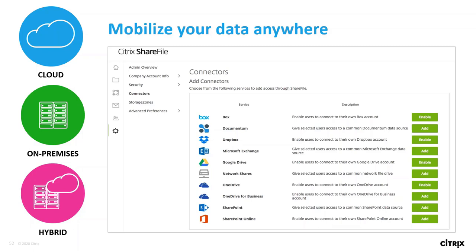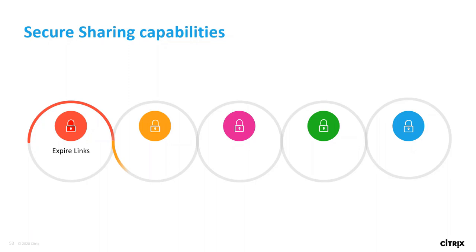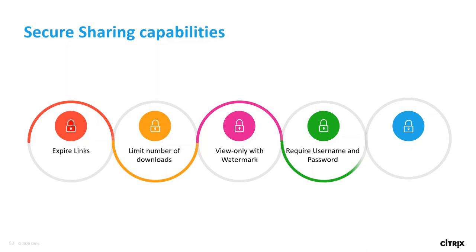So speaking of security, the whole point of content collaboration is that we are doing all of this securely. And we have some pretty neat secure sharing capabilities. You can expire links. So if you sent out a link that you want to retract, you can do that with a click of a button. When sending out a link, you can choose to limit the number of downloads or limit how long the link is active. You can even choose to share the document as view only or view only with the watermark, so the person you're sending it to won't be able to download the file, but can only view it in a web browser.